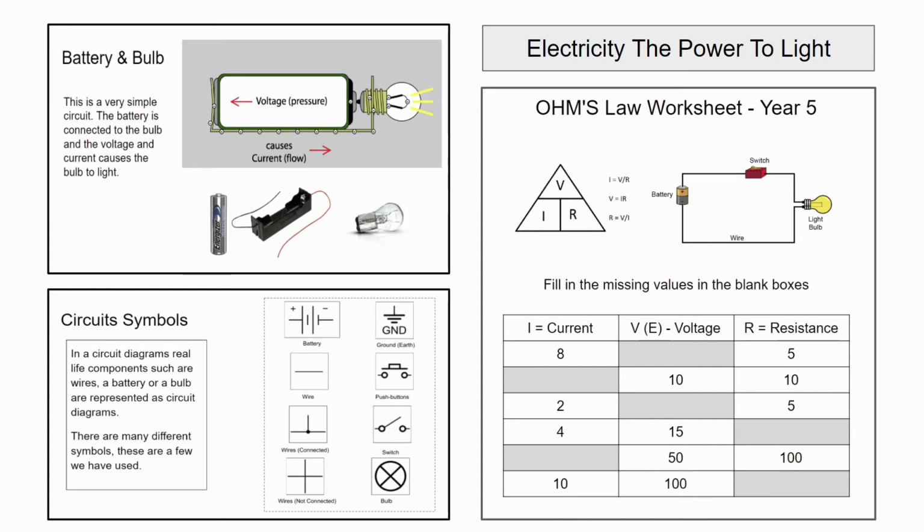So in the table below, they'll know 2 values. They'll either know the current, the voltage, or the resistance of the circuit, and they need to use the formulas above to work out the missing number. So it's just a little bit of maths to do with the electricity project.